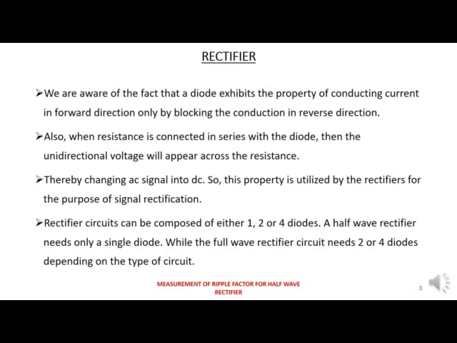We are aware of the fact that a diode exhibits the property of conducting current in the forward direction only, blocking the conduction in the reverse direction. Also, when a resistance is connected in series with the diode, the unidirectional voltage will appear across the resistance, thereby changing AC signal to DC. So, this property is utilized by the rectifier for the purpose of signal rectification. A rectifier circuit can be composed of either 1, 2 or 4 diodes. A half-wave rectifier needs only a single diode, while full-wave rectifier circuits need 2 or 4 diodes depending on the type of circuit.